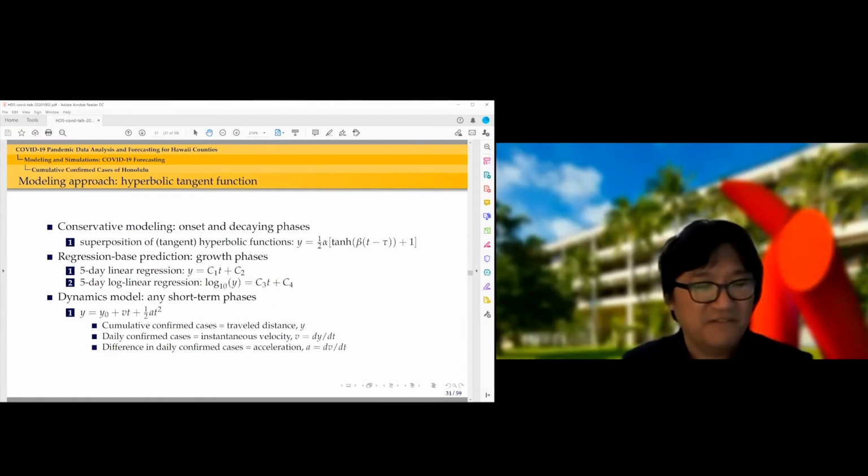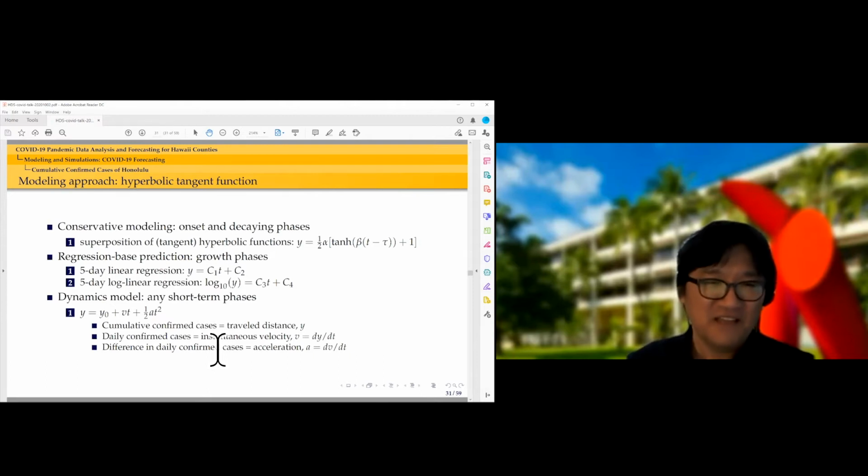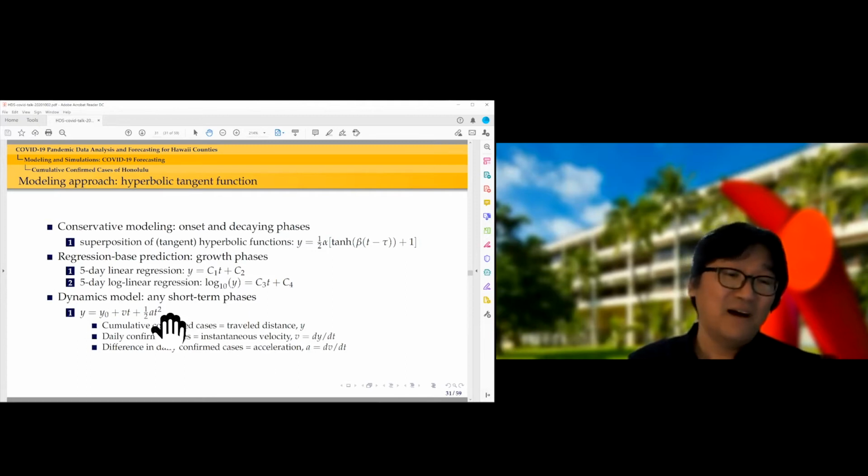Since I'm physics based and I teach dynamics, why don't we just apply the engineering dynamics model for the short term? The daily confirmed cases can be considered as instantaneous velocity, and the cumulative confirmed cases can be considered as the traveled distance. And then the difference between two consecutive days of daily confirmed cases can be treated as acceleration. This model works well where the linear trend is not convincing, especially nowadays, when the increasing rate is decreasing. In that case, this dynamics model works better.